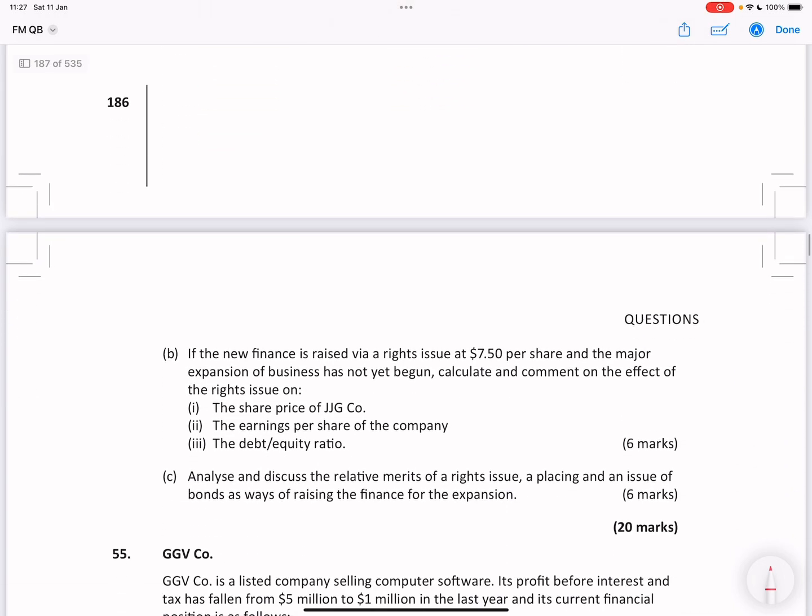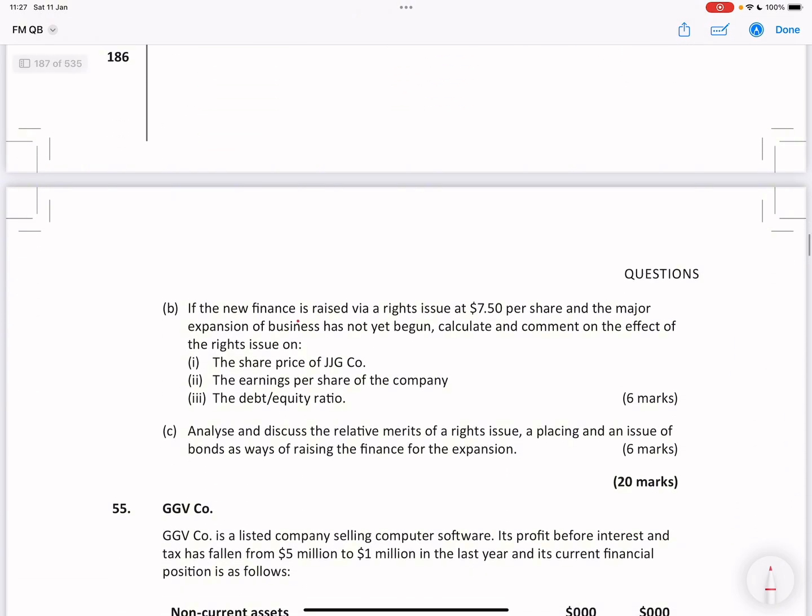That is A. Then the B part states that if the new finance is raised via right issue at 7.5 per share, that is the rights price, and the major expansion of business has not yet begun, calculate and comment on the effect of a right issue on the share price. Definitely you should know that this is speaking on theoretical price. The impact on the earnings per share, would that change? We'll find out, definitely, because when they do a right issue, more shares will be issued, so your denominator is changing. Then we'll see how that happens.